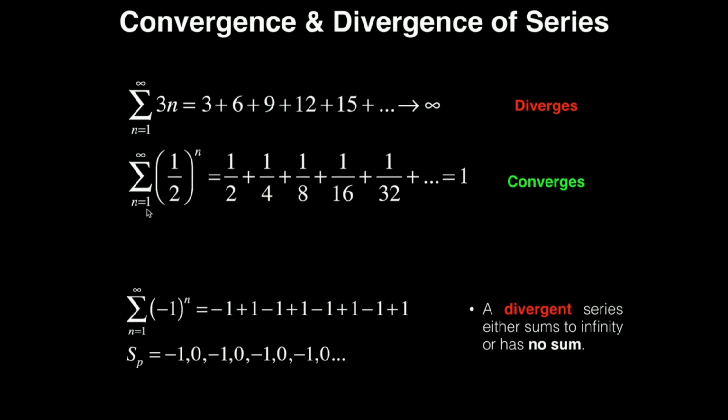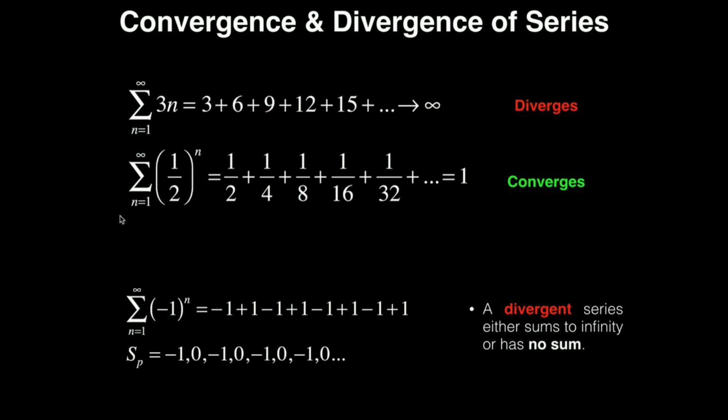Okay? Now, here's another series down here which may not be so obvious. The series from n equals 1 to infinity of the quantity 1/2 raised to the n power. We'll see later that this is actually a geometric series, and it's a convergent geometric series. Let's look at the first few terms of the series beginning at n equals 1. We have 1/2 plus 1/4 plus 1/8 plus 1/16 plus 1 over 32 plus so on and so forth.